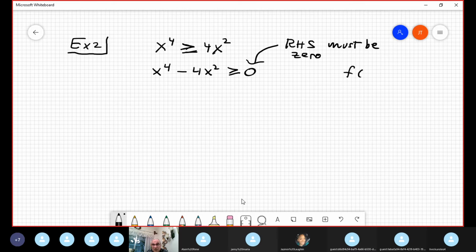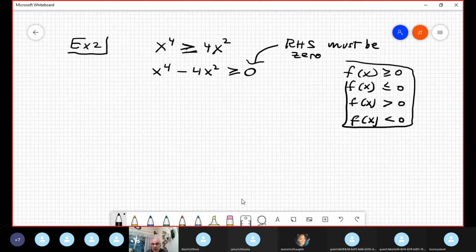So f of x greater than or equal to 0, or f of x less than or equal to 0, or f of x greater than 0, or f of x less than 0. These are the four possibilities of the problem, but the right-hand side must be 0, mandatory. Otherwise, you are in big trouble. Sometimes the students don't know very well how to manipulate. Don't forget, the right-hand side must be 0 in this problem, always. Now factorization. The common factor is x squared. Factor out.